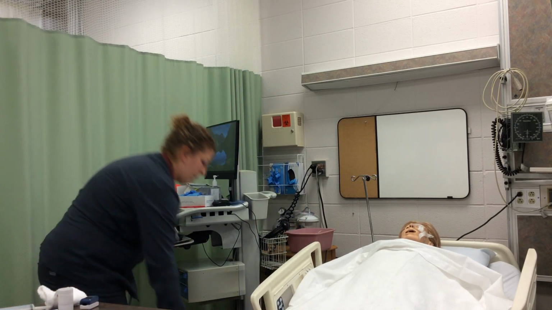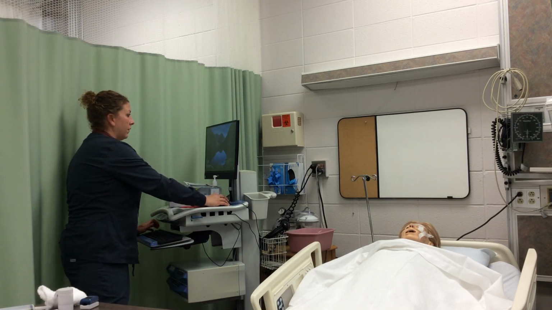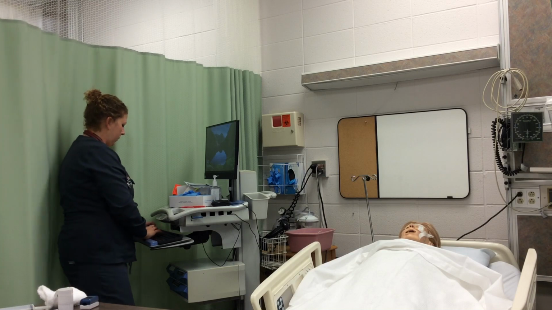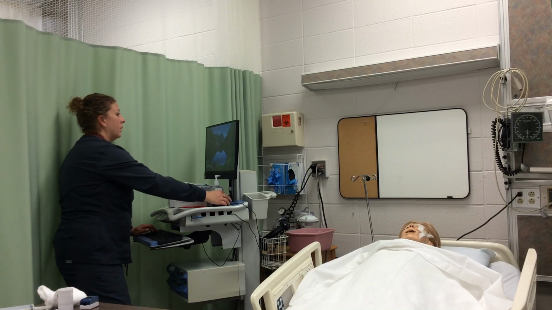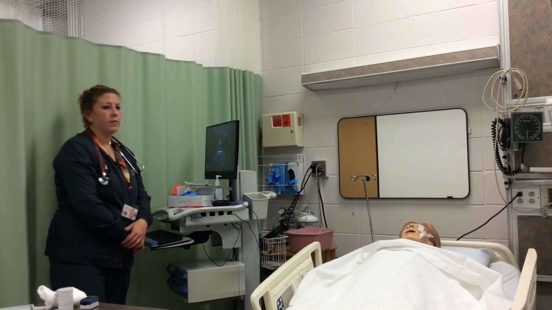Sarah will now document the size and type of tube and its placement. Also the patient's tolerance of the procedure and the confirmation of position via x-ray. Sarah has maintained professional demeanor and language throughout the procedure as well as safety throughout the procedure. Procedure is complete.